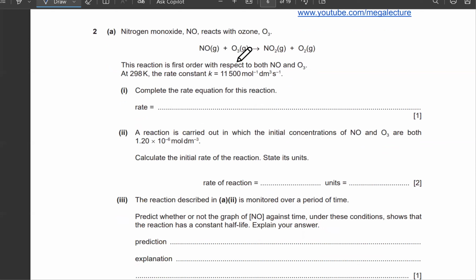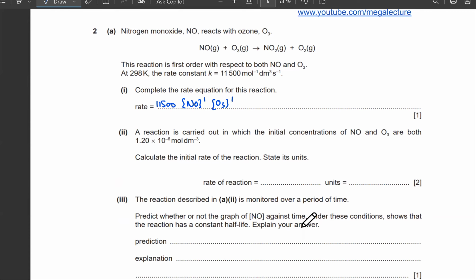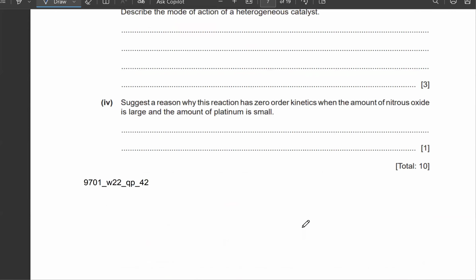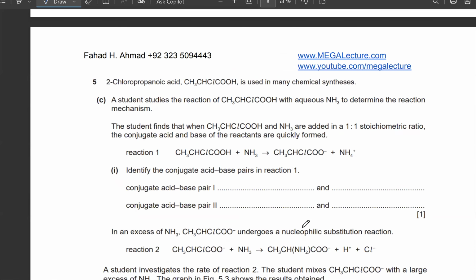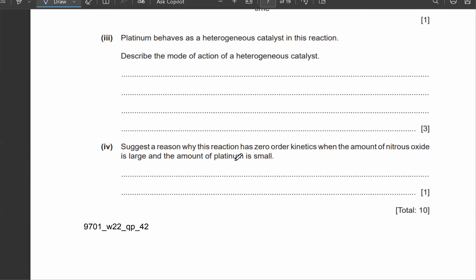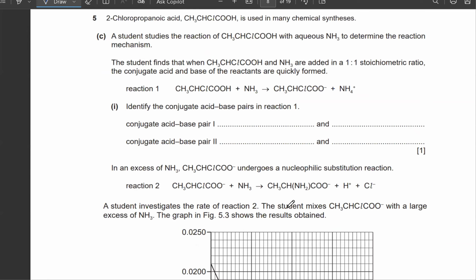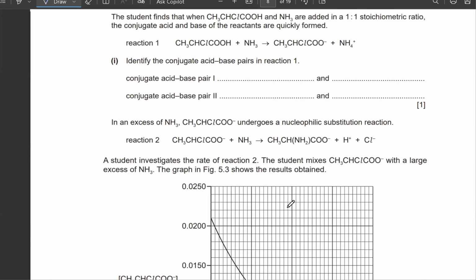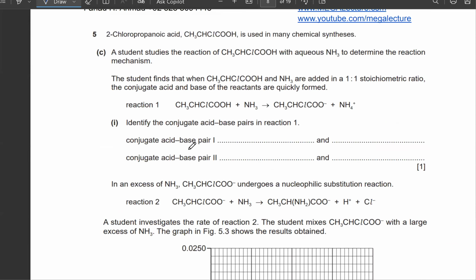The reaction is first order with respect to NO and O3 both. So it's NO's concentration, O3 concentration, first order with respect to both of them. And K is 11,000. I think we did all of these questions. One second, I was doing it on the tablet. Yeah, we did this part, right? Yes, sir. This one is the one that we probably didn't do.